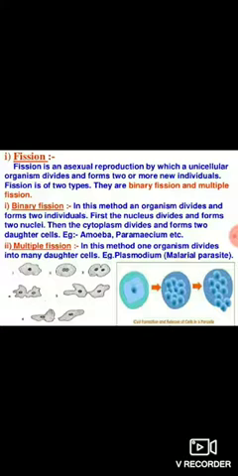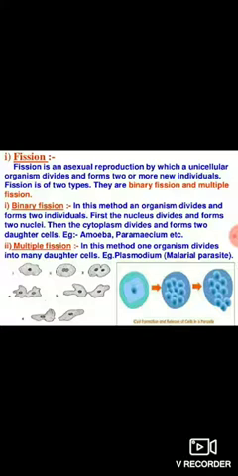Almost two cells have been formed, and look at picture number 6. Two cells have been formed from the single cell. So आपका binary fission में एक cell से दो cells बनते हैं. Okay. Now there is one more type of fission which is multiple fission. Multiple means many. In this method, one organism divides into many daughter cells.